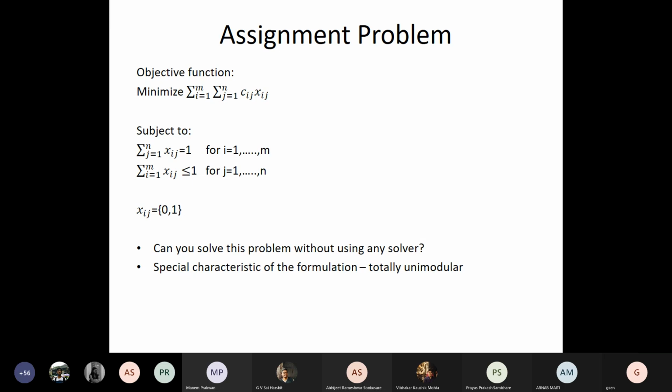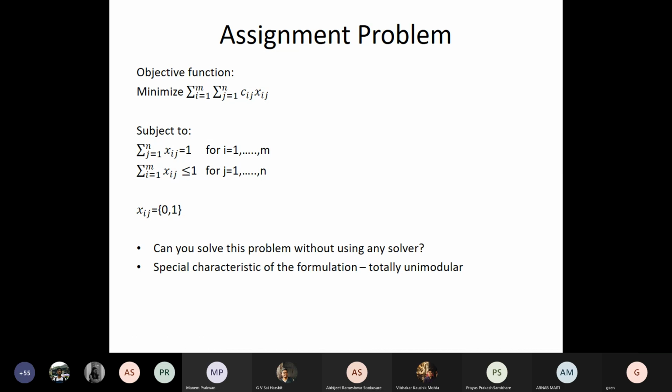What are the constraints? Now suppose the problem is symmetric, that means 10 crew are there and 10 aircrafts are there. So then each crew will get one aircraft. So then these constraints: for each crew, summation Xij is 1. That means each crew is assigned to exactly one aircraft. And the second constraint will also be equal to 1. For each aircraft, they will get exactly one crew.